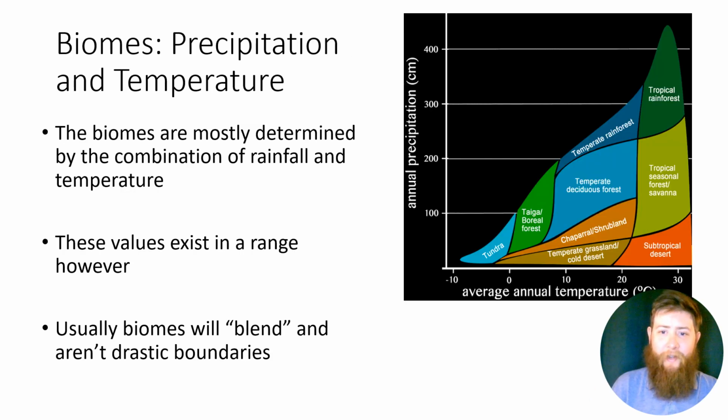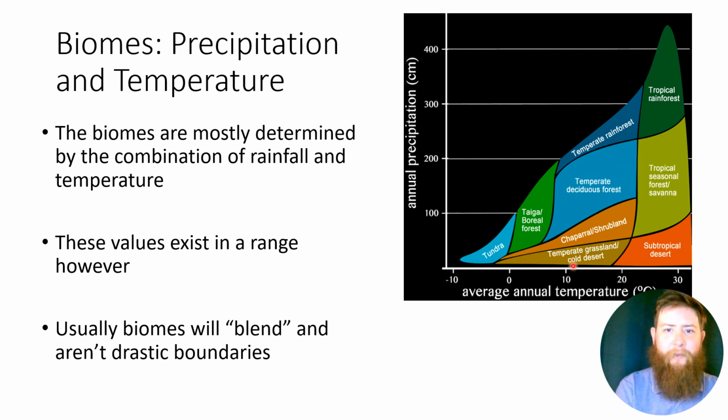And the final thing we're going to talk about is just the association between precipitation and temperature and where your biome is. So most of these are determined by a combination of rainfall and temperature. Those are the two most important things. And they exist in a range. So if you are in a really cold area, almost down to freezing, right around 10 degrees Celsius, but have 100 centimeters of rain, you're a temperate deciduous forest.